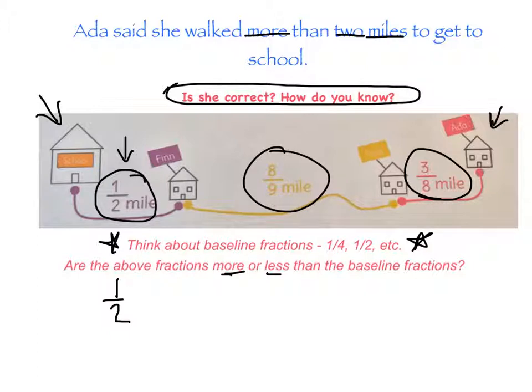And then I'm looking over here at 3/8 and realizing that it's just a little less than 1/2. So if I add those together, I have less than a mile. Let me do this so it doesn't get confusing. It's less.